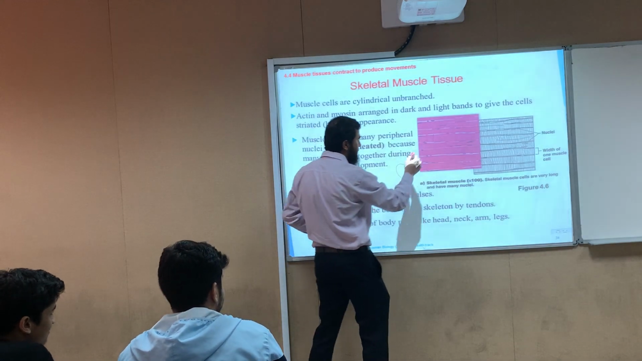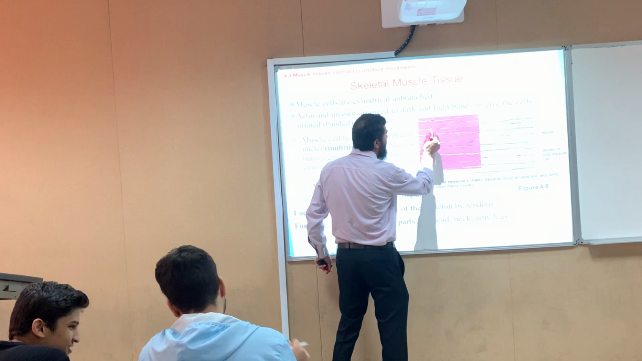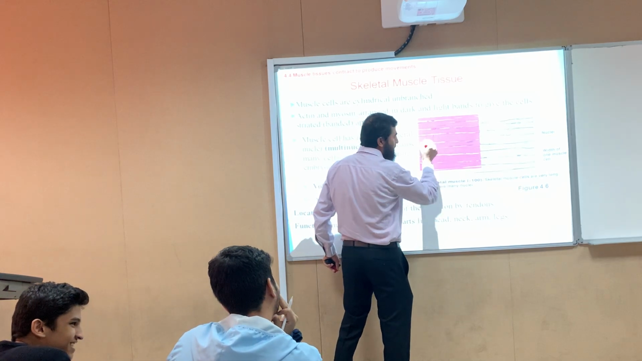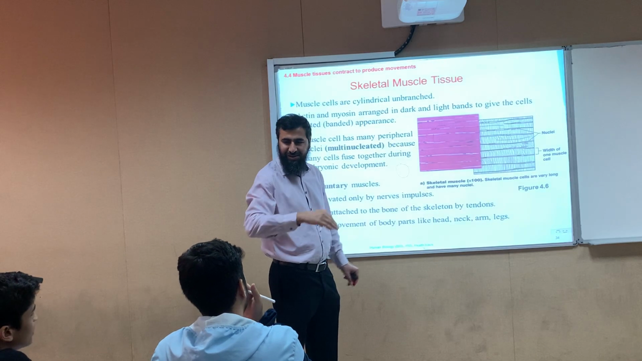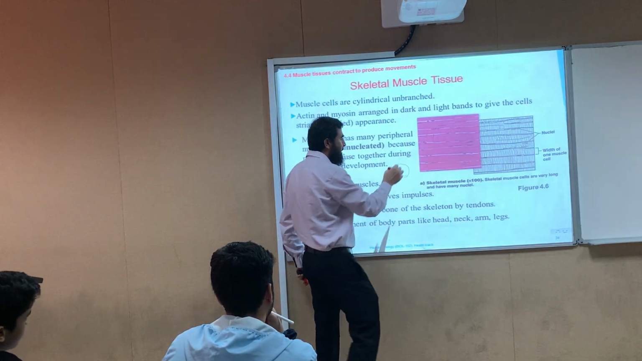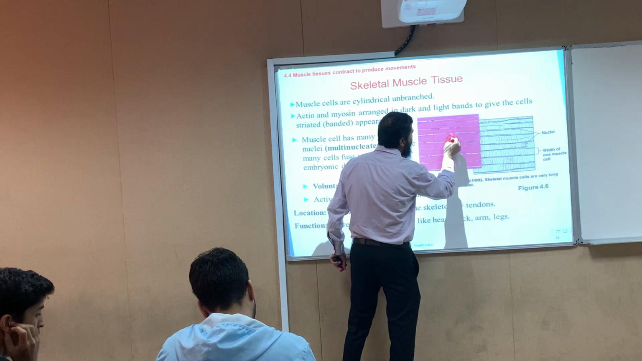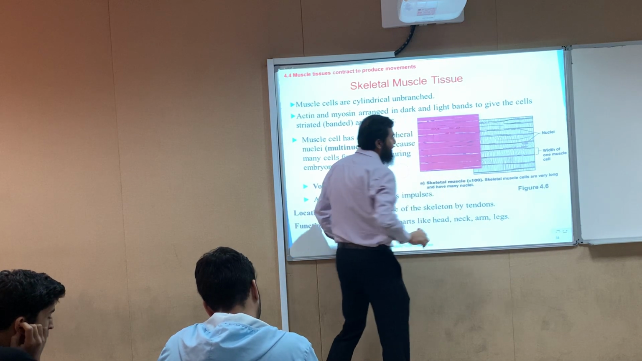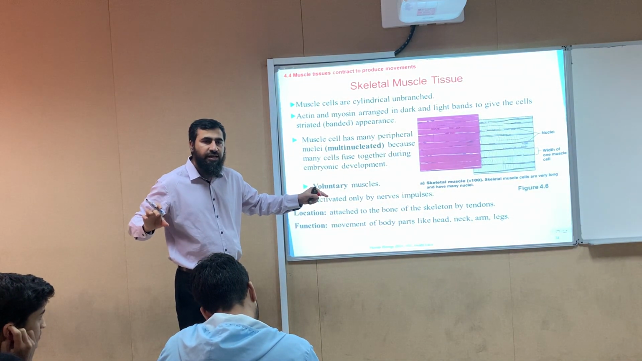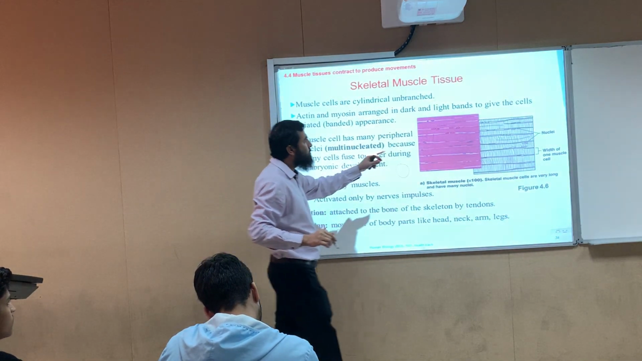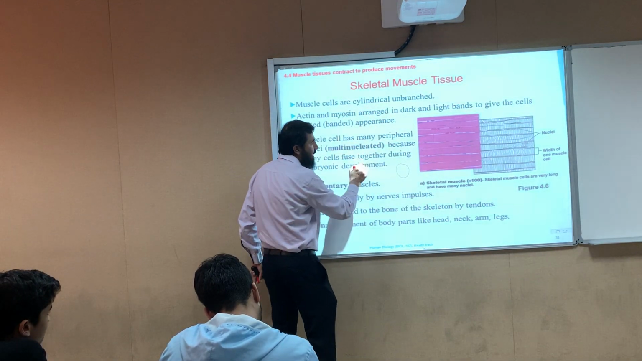So if you look from there, it's like a cylinder. And you find in skeletal muscle, at the periphery, on the edge of the cell, you find the nuclei. What we see is that skeletal muscle has very long cylindrical cells and they are multi-nucleated. They have many nuclei.